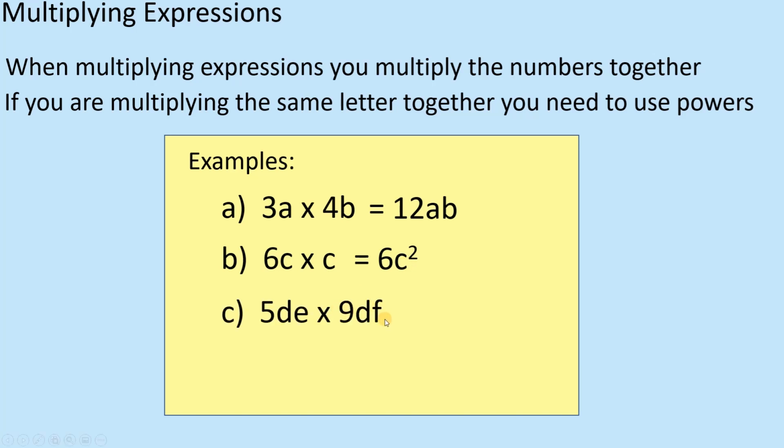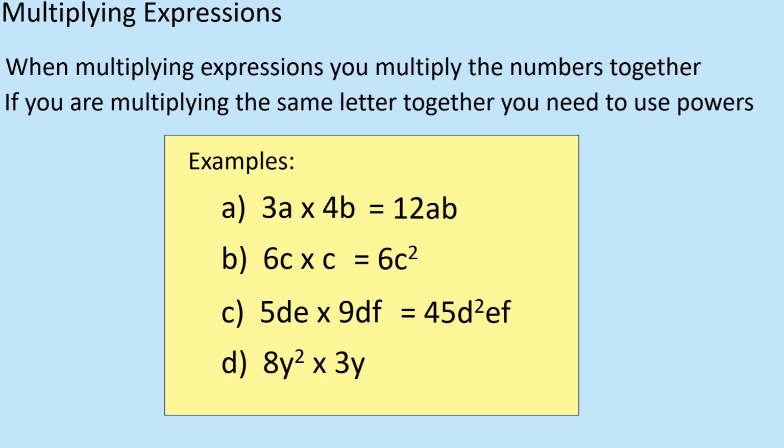Right, let's have a look at this one. So quite a bit going on. So we're going to take the numbers first, and then we're going to consider each of the letters separately. Right, so what's 5 times 9? That's going to be 45. We've got d times d. That'll give us d squared. There's only one e and there's only one f. So what's going to happen is 45 times d squared times e times f. So 45d squared ef. There you go. All right, hopefully you followed that.